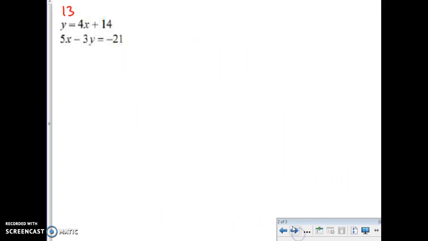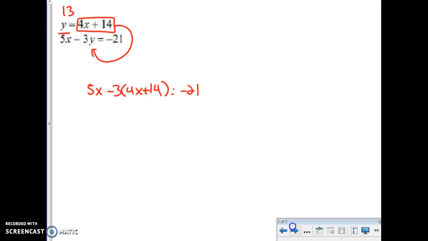So let's look at another one. This is number 13 in your notes. In this case, I have a variable solved for. I have y by itself. So what that means is I can substitute 4x plus 14 in place of y. So I can do 5x minus 3 times 4x plus 14 equals negative 21. So I got 5x minus 12x minus 42 equals negative 21.